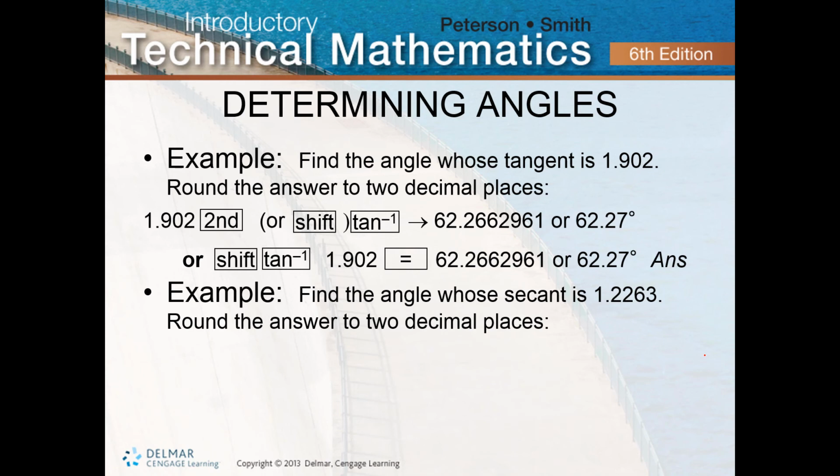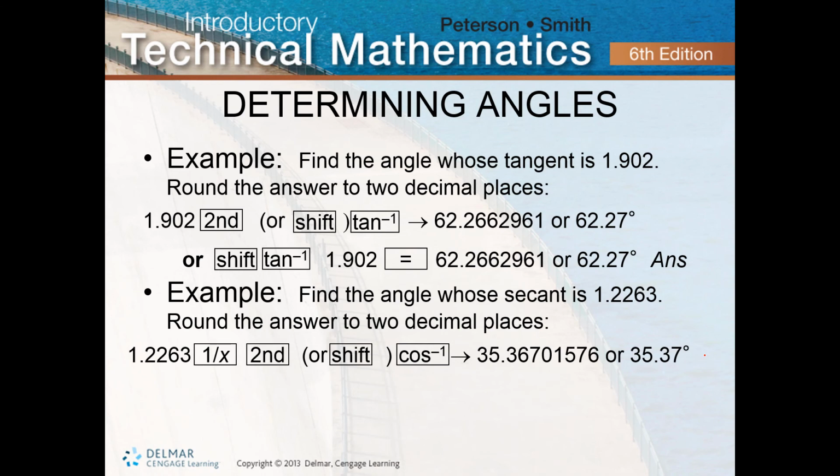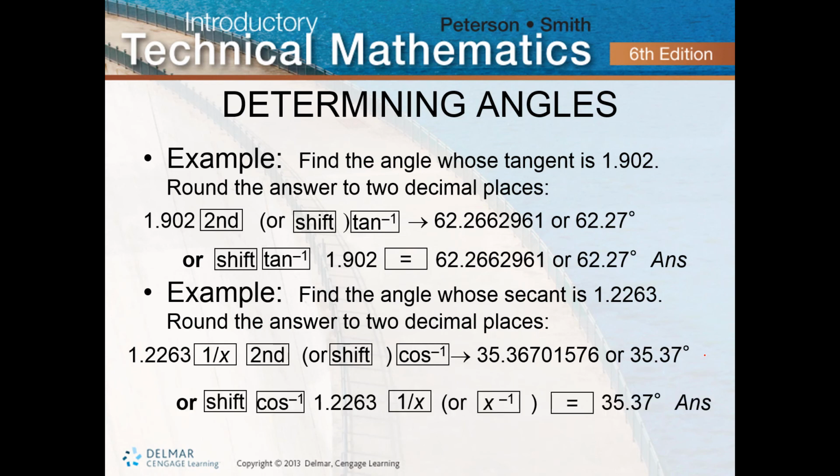All right, so the secant, we've got to do our 1 over x key, and then second cosine to the -1, and we get our answer 35.37, or shift cosine to the -1, and then you just have to mess with the operations, but the answers are right there.